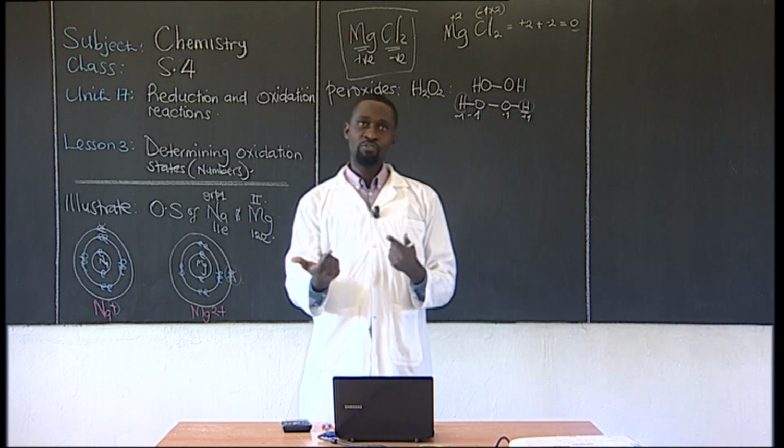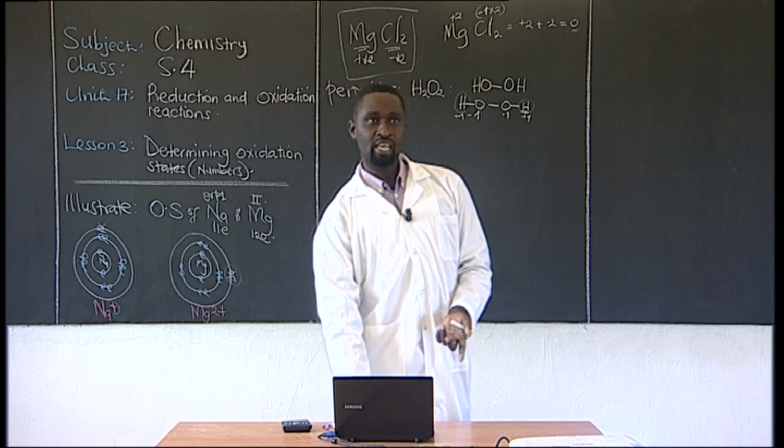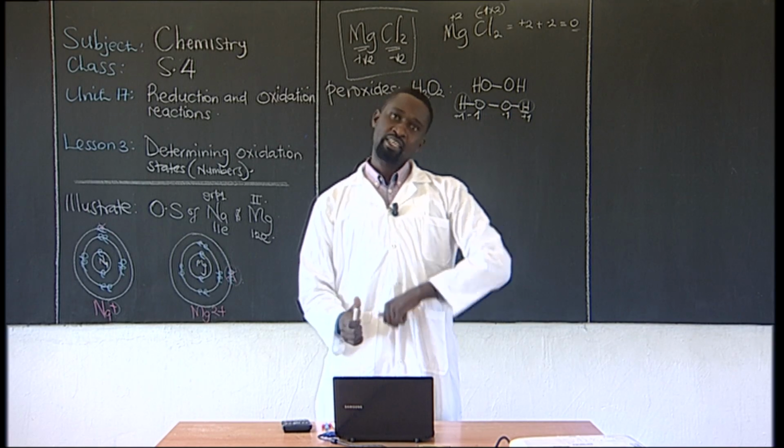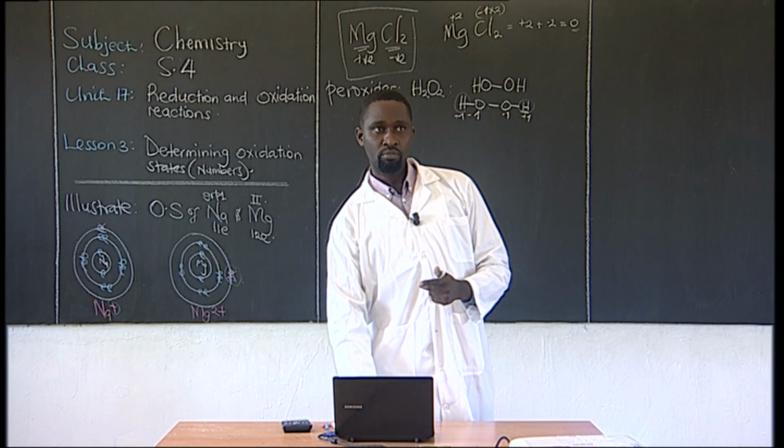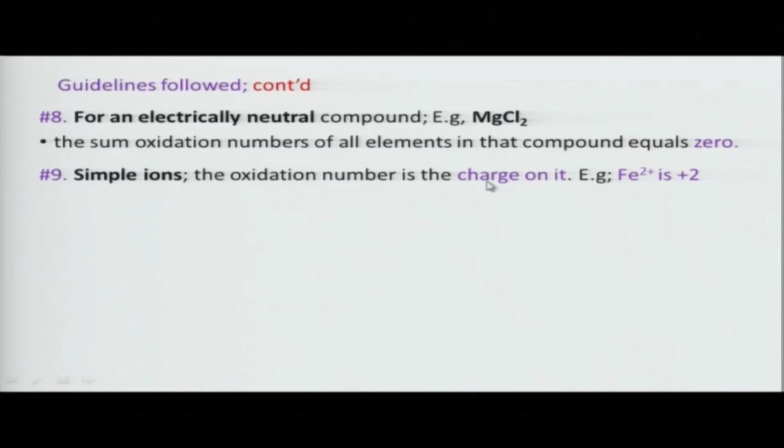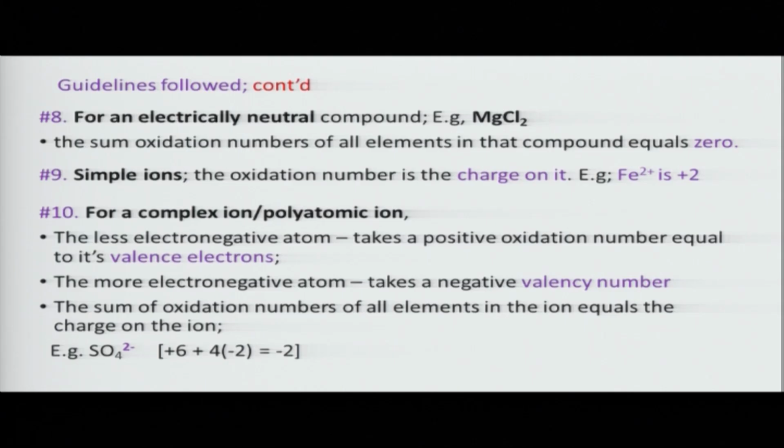So if you have an ion, of course ions are charged species. It has either gained or lost electrons. If it is a single ion, then its oxidation state is the charge on that ion. An example is well illustrated here. Lastly, if you're having an ion which has many atoms, then there are a few principles that are followed. I will not read everything, I'm going to use the example here.